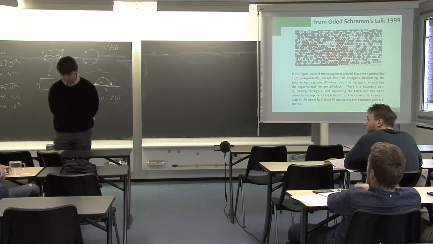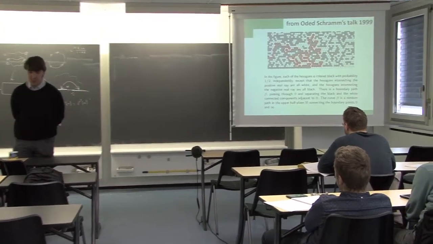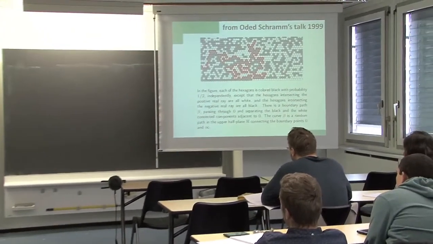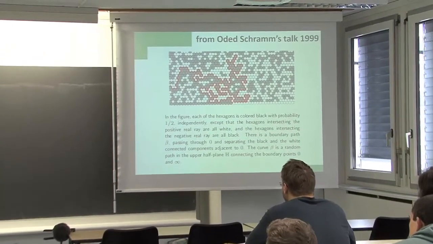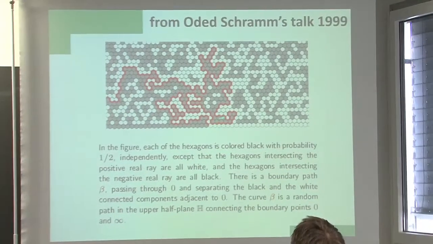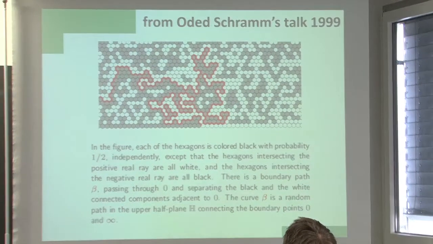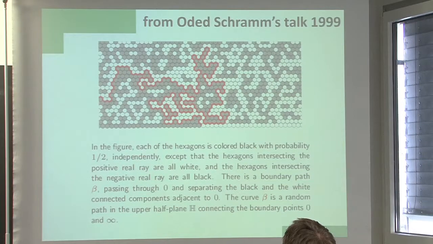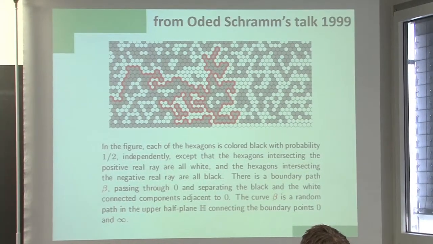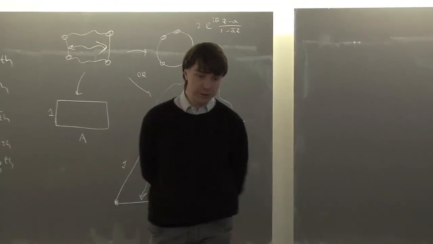So what Schramm realized is that just getting the probability of crossing is probably not enough. It's better to get some more interesting object. And he suggested to study, so this is an actual slide from his first talk about SLE, this red curve which separates white hexagons from gray hexagons. So you basically take some domain, you put Dobrushin boundary condition like in the Ising pictures before, and then there is a unique curve which separates white and black.